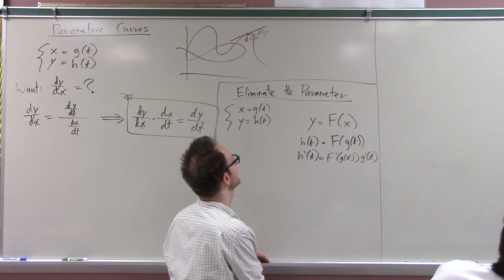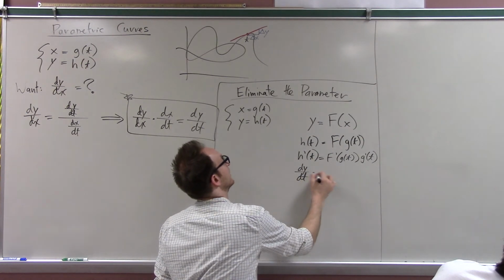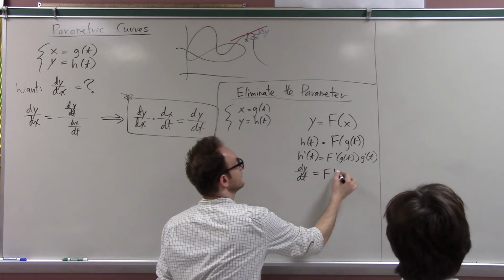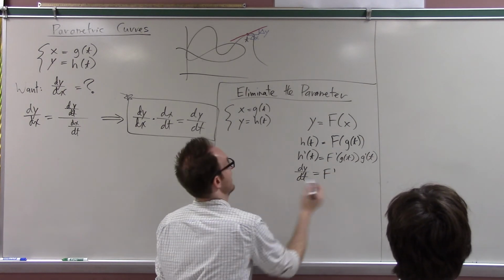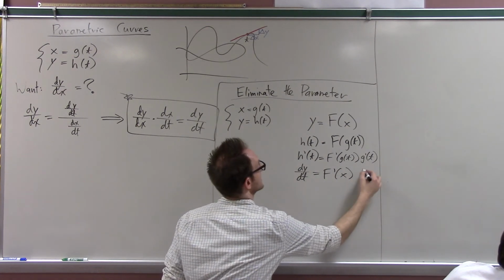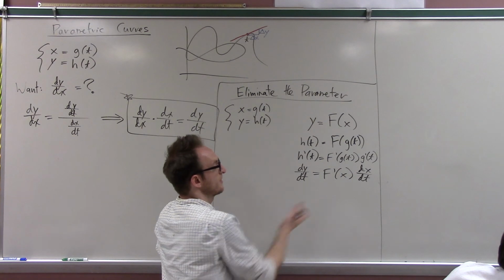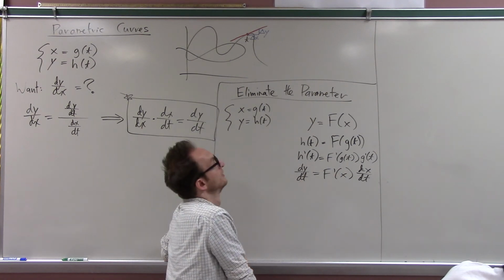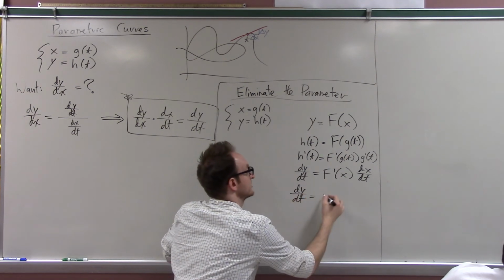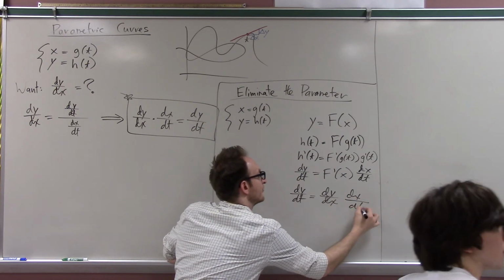Rewriting in a slightly different notation, h prime of t is really like dy/dt, and f prime of g of t is just like f prime of x, times dx/dt. But what is f prime of x? It's the derivative of y with respect to x. So this is just a restatement of one way of thinking about the chain rule.